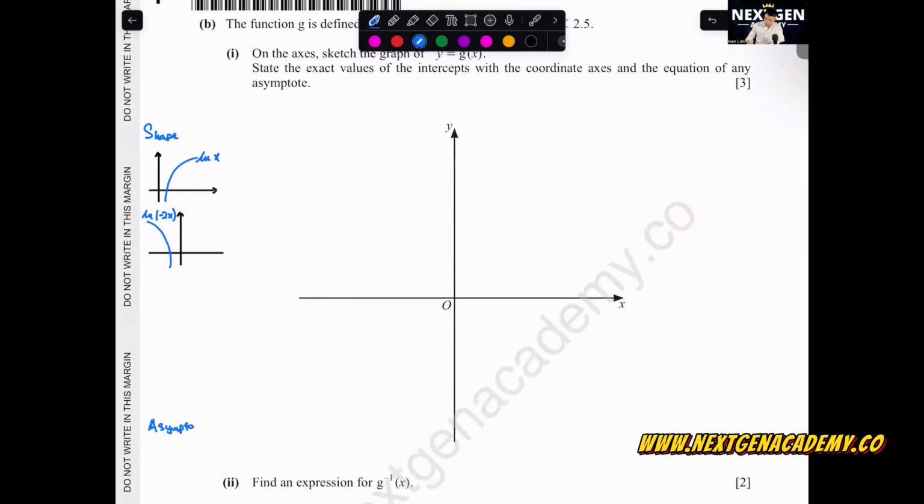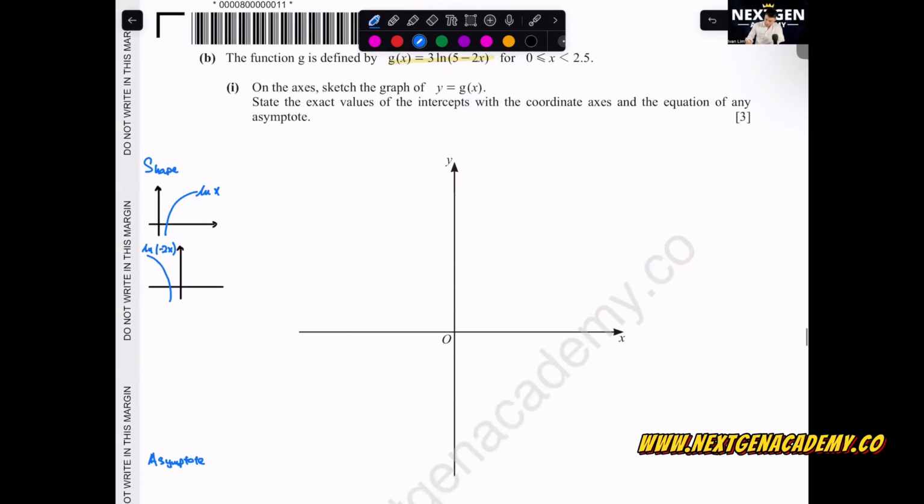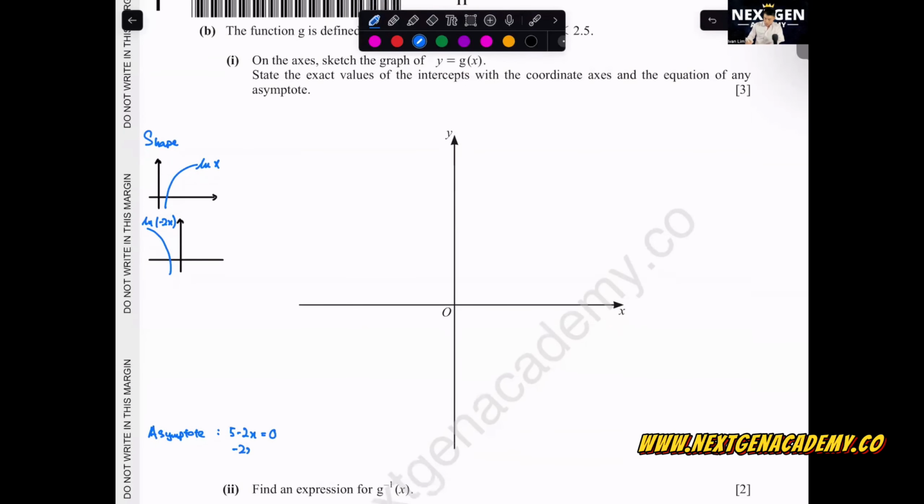The calculation for the asymptote is you take 5 minus 2x equals to 0. You take the argument equals to 0. So minus 2x equals to minus 5, and x is equal to 5 over 2, which is 2.5. Wait, is it minus 2.5? No, positive 2.5. It is minus 5 on the left side. Okay, positive 2.5. So now how will the graph look like?